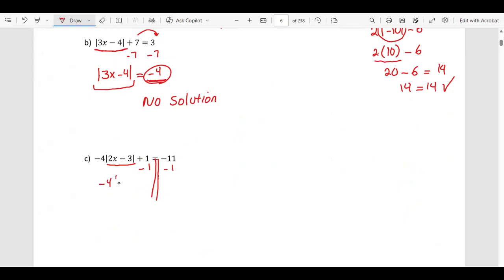Bring down everything else that remains. And -11 minus 1 is -12. Now it's time for canceling -4. -4 is multiplying.